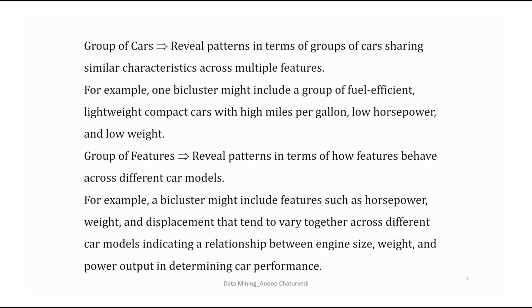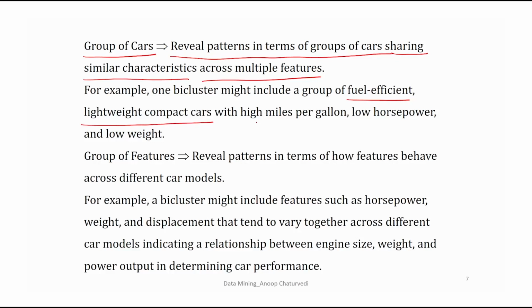Now, using that heat map, you can observe different patterns in terms of groups of cars as well as in terms of groups of features. Say, if you consider a group of cars, then it reveals patterns in terms of groups of cars sharing similar characteristics across multiple features. Say, for example, one bike cluster might include a group of fuel-efficient, lightweight, compact cars and high miles per gallon, low horsepower and low weight.